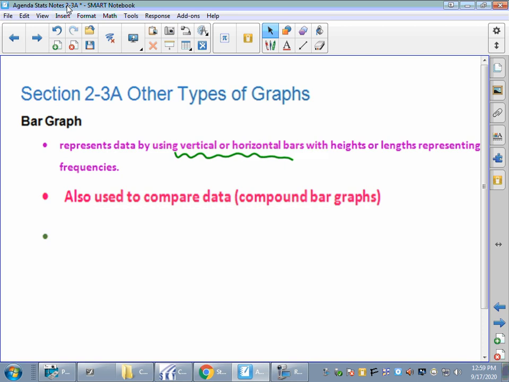These also can be used to compare data, compound bar graphs. You know, what's the unemployment and poverty and other things in 1900 versus 2000. So we would have bars representing each one of them, typically color-coded. And this is typically used for qualitative data. The other graphs and charts we've been doing have typically been quantitative, so this leads us into the qualitative realm.